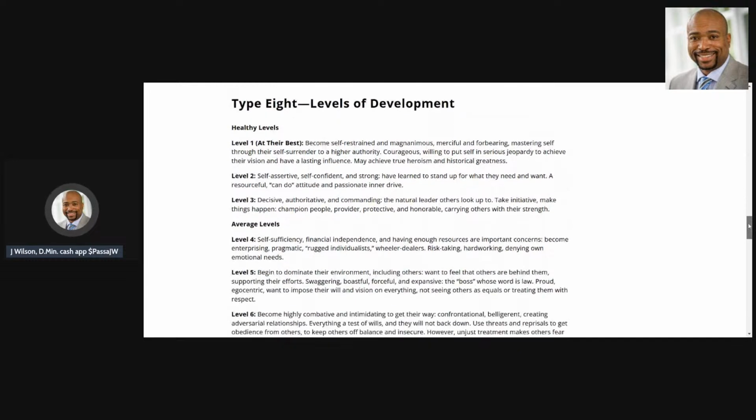Healthy levels become self-restrained and magnanimous, merciful and forbearing, mastering self through their self-surrender to a higher authority. Self-assertive, self-confident, and strong, they have learned to stand up for what they need and want. Decisive, authoritative, commanding, the natural leader whom others look up to.